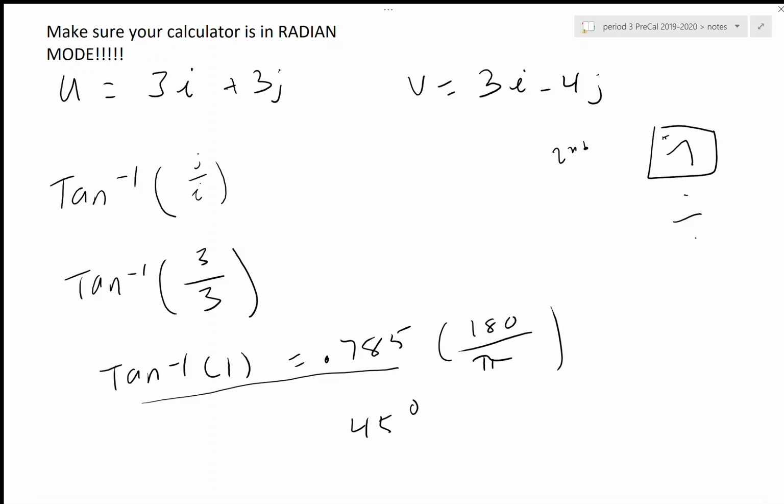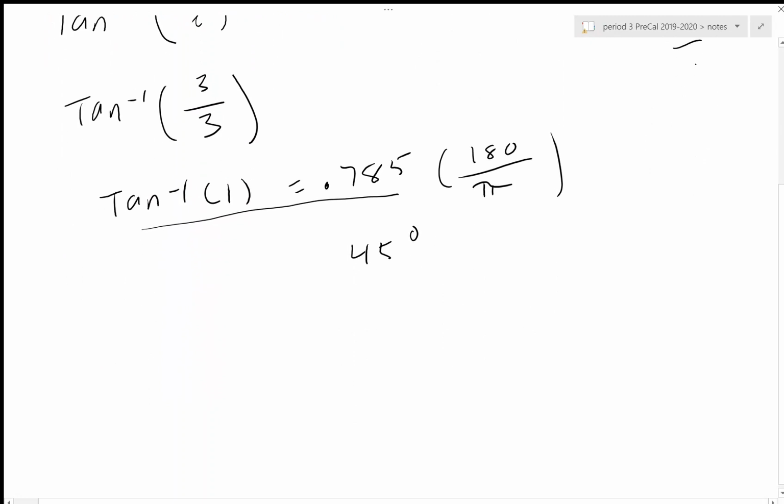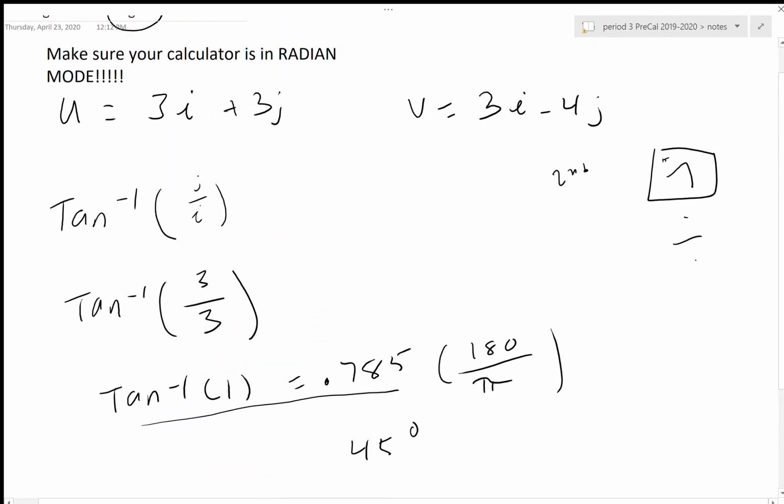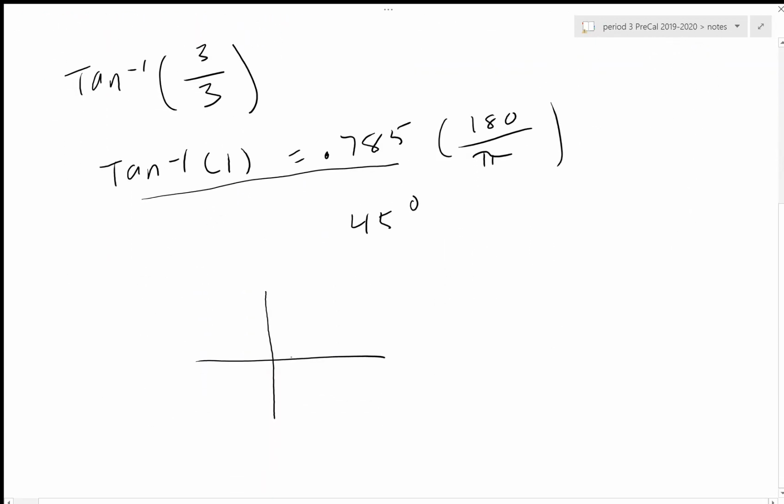Okay? Now, I'm not quite done. Remember, this is kind of x, this is y. So if I was to graph this, 3, 3, it's in quadrant 1. So we need to figure out what this is. And in this case, from 0 to 45 is 45 degrees. So that would be our answer.